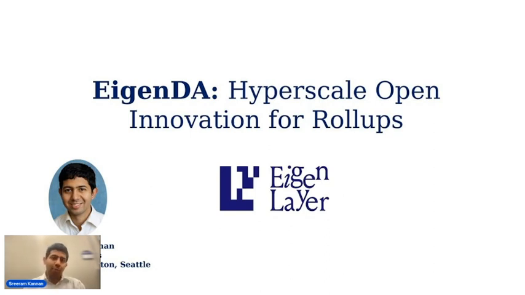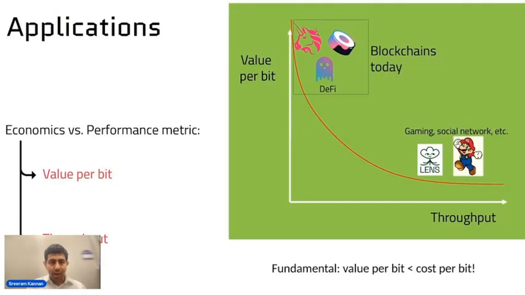So what I'm going to talk about is how do you design a data availability layer that supports this kind of aspiration that EigenLayer presented, which is you want to support a large amount of throughput. You want to bring an insane amount of activity into the crypto ecosystem. So that's why we call it hyperscale open innovation for rollups.